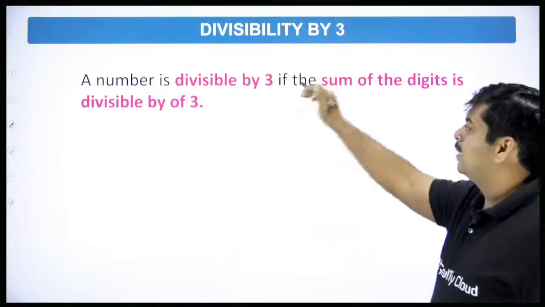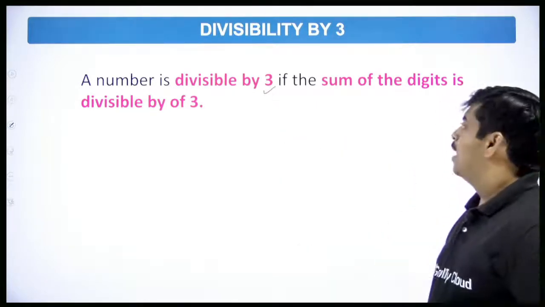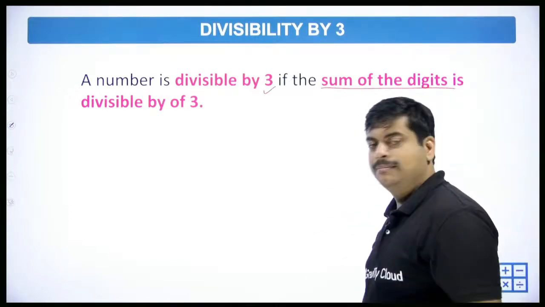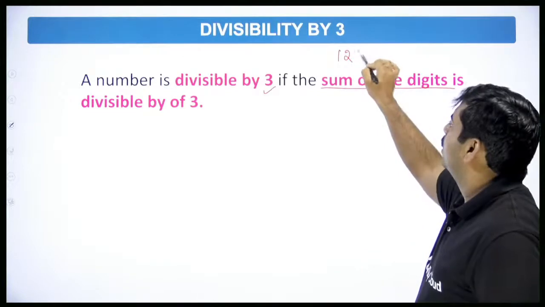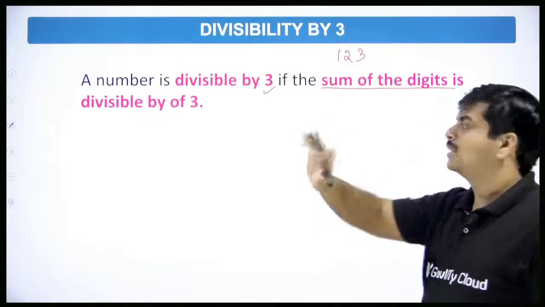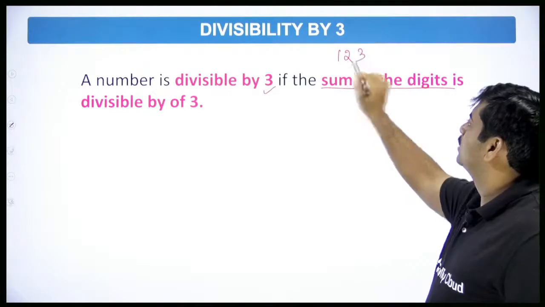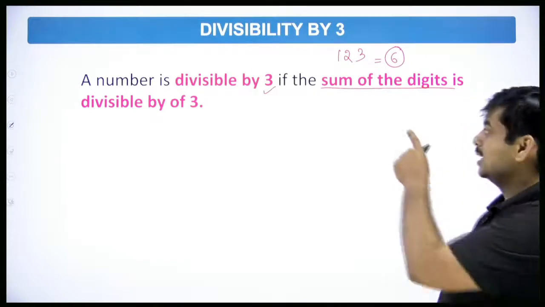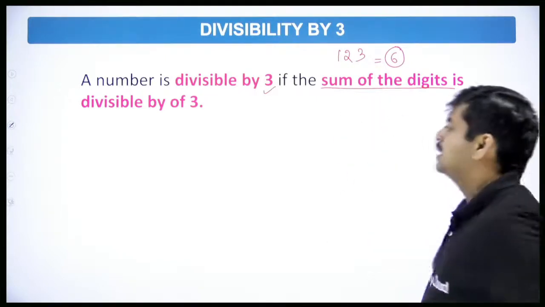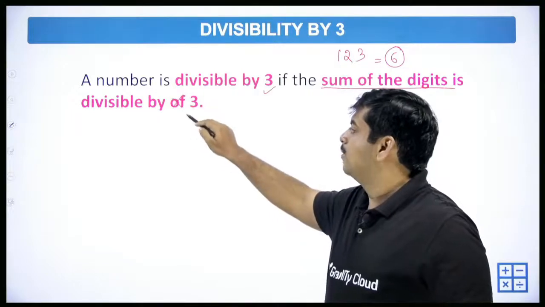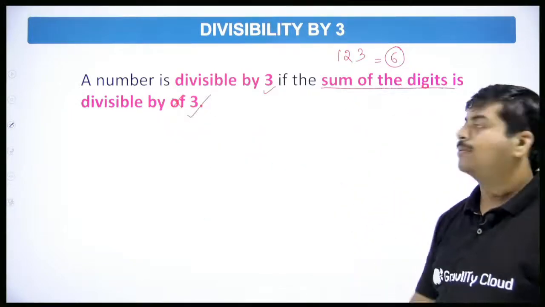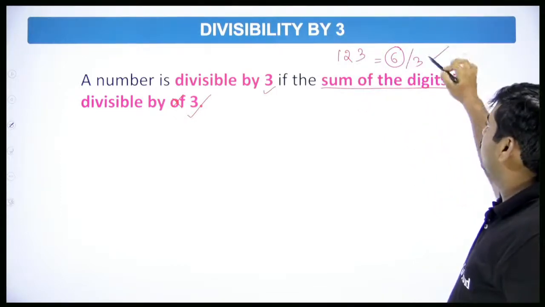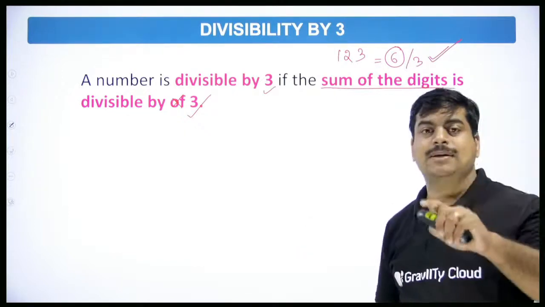A number is divisible by 3, we are discussing about 3, if the sum of the digits is divisible by 3. What do you mean by sum? For example, I'll give you 123. Sum of the digits means add all the digits: 1 plus 2 plus 3, that is 6. Is it divisible by 3? Yes. If the sum of the digits is divisible by 3, then the number is divisible by 3. So 123, as the sum is 6, which is divisible by 3, yes, we can say that 123 is divisible by 3.